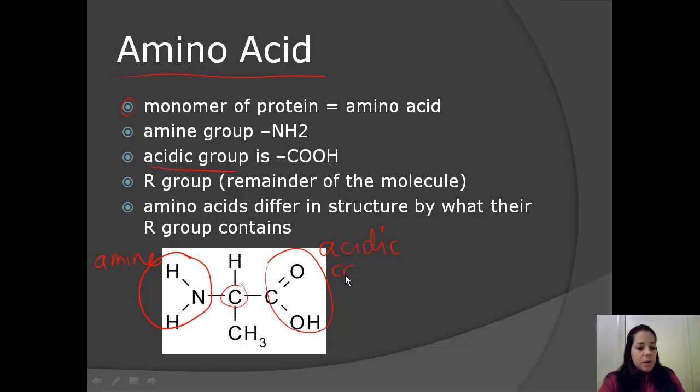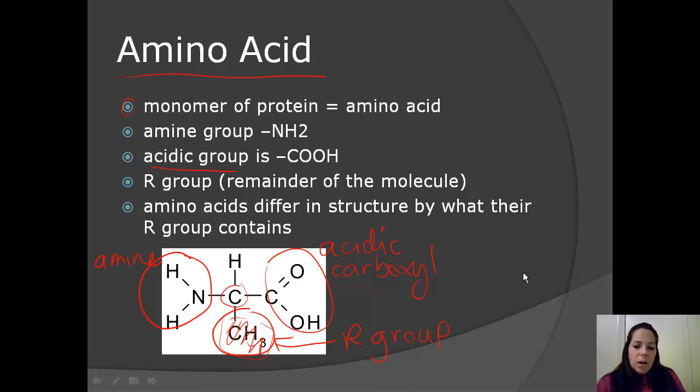Another name for it would be carboxyl. And down here at the bottom, this here is the R group. Now the R groups of each amino acid are different. And that's how each amino acid is different. So here, some amino acids will just have one hydrogen bonded to the carbon. Some amino acids will have a carbon and two hydrogens bonded, or maybe even some oxygens and more hydrogens attached. So this R group here can change depending on which amino acid we're looking at.